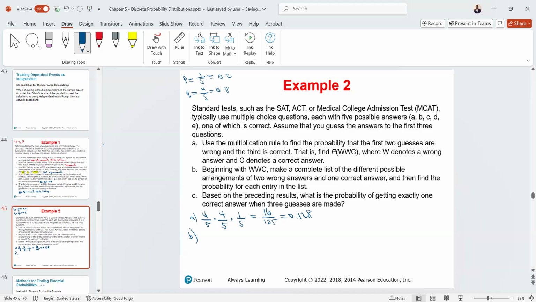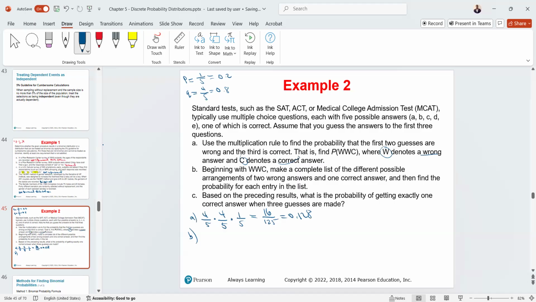Now, look at the second answer. What the second answer tells us, in this answer, it tells us beginning with wrong, correct, because remember we said probability of WWC, W for wrong, C for correct. Okay, so now look at B.